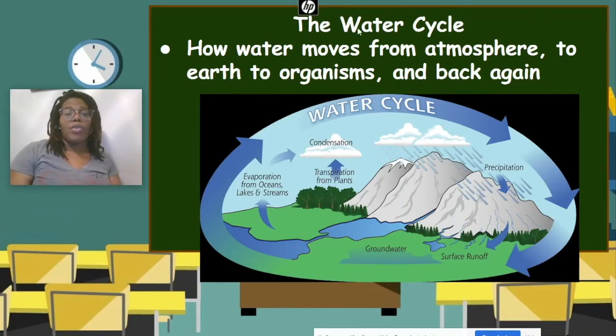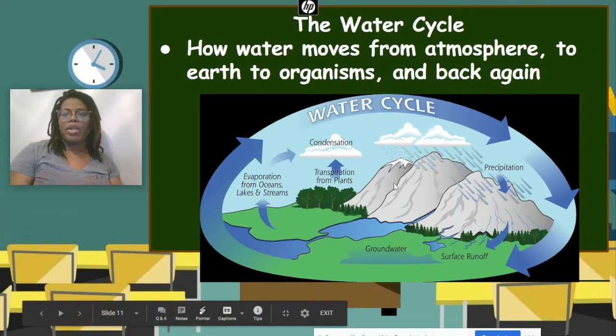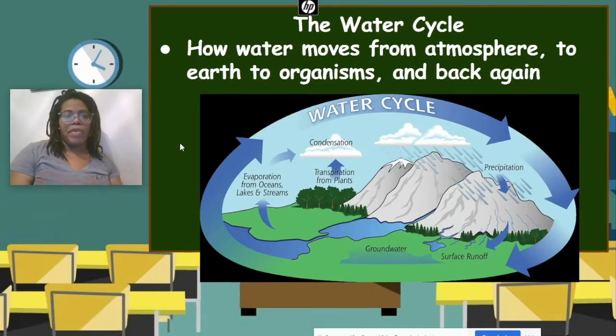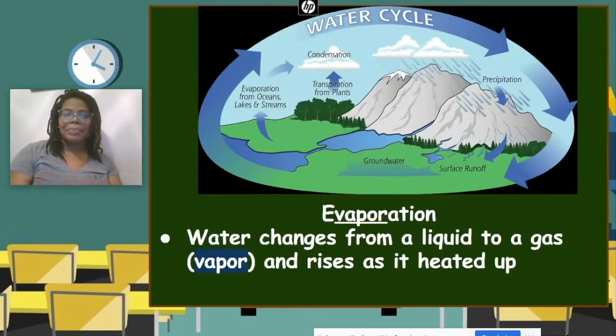We also call the water cycle the hydrologic cycle because hydro means water. So it has 5 main steps. You can kind of see them here in this picture, and we're going to talk about them together. These are the 5 steps that we focus on in 7th grade science.